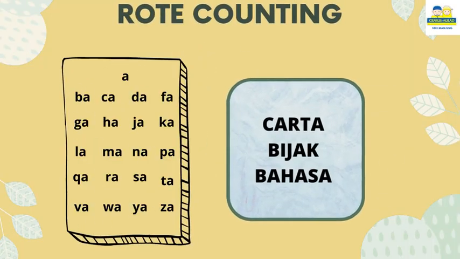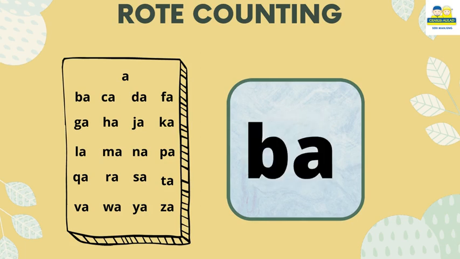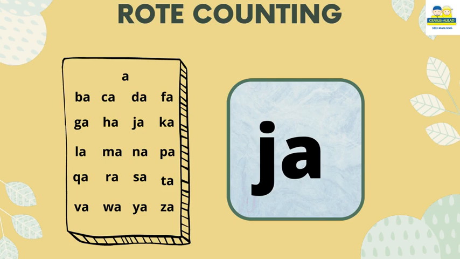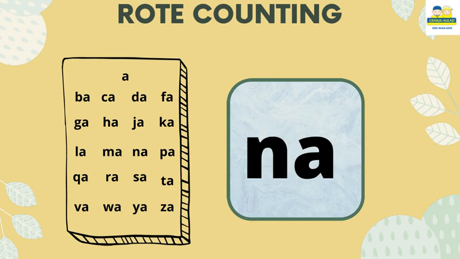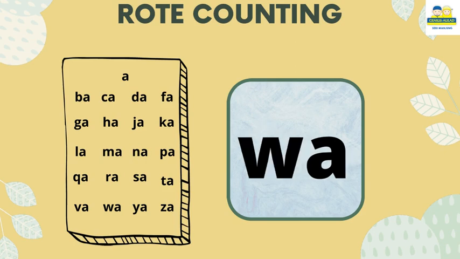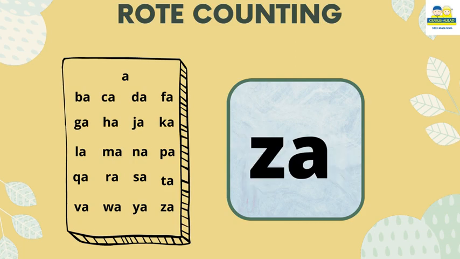Okay, let's follow teacher reading the alphabet for Bijak Bahasa. Follow after teacher, okay? A, ba, ja, da, fa, ga, ha, ja, ga, la, ma, na, pa, ko, ra, sa, ta, va, wa, ya, za.